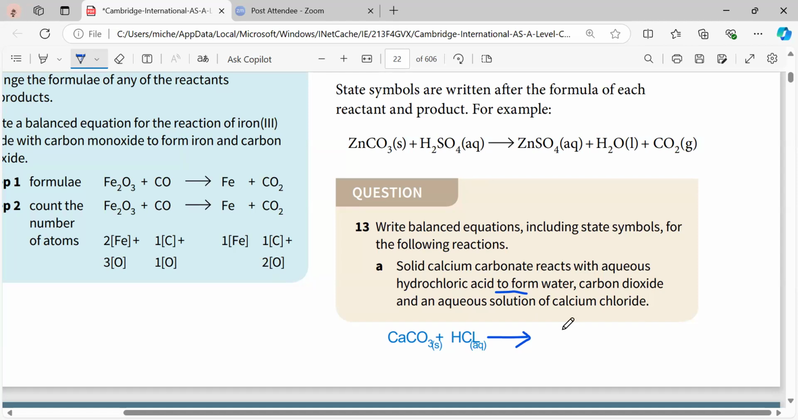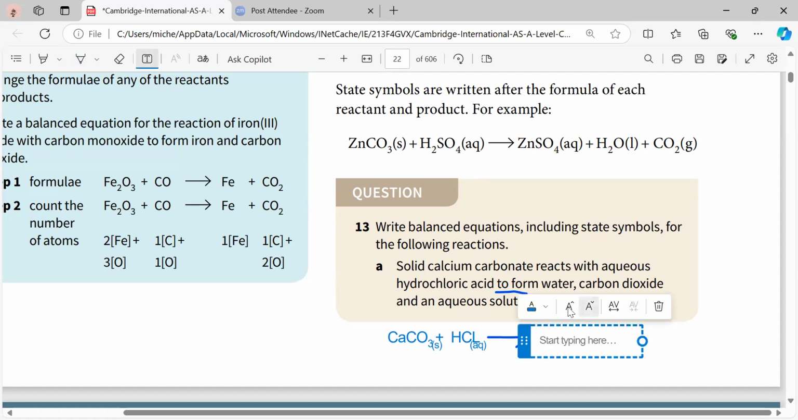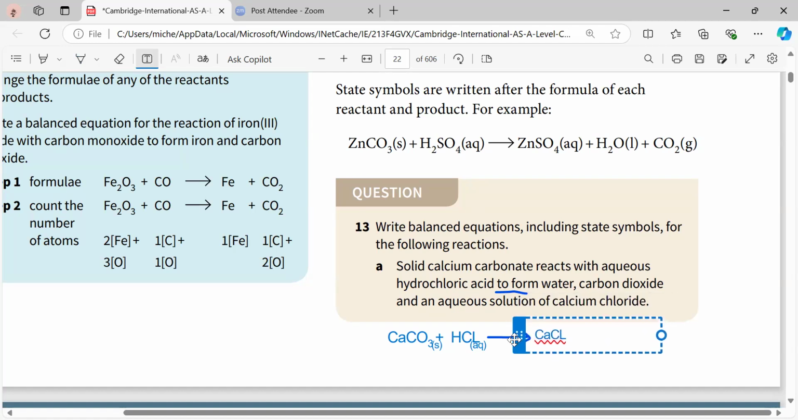I'm not sure, usually the way I write it, it's more of the one that's heavier first. So it's basically solid, aqueous, liquid, and gas, something like that. So we know that it's an aqueous solution, meaning that this calcium chloride is aqueous. And calcium chloride, we're going to write this down. This is calcium chloride right here.